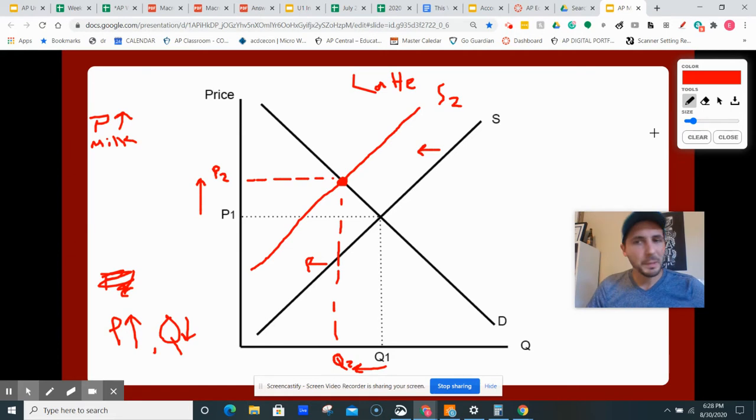Okay. Remember, any sort of input, we'll have some practice with this, but any sort of input that is used for the production of a good, if the cost or price of that changes, then it's going to impact the supply in an inverse way.